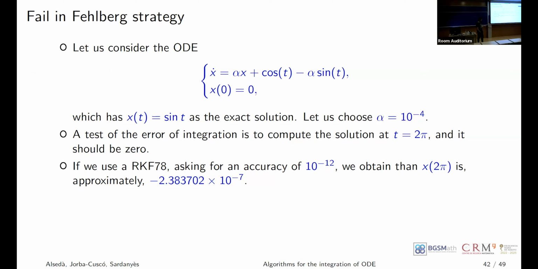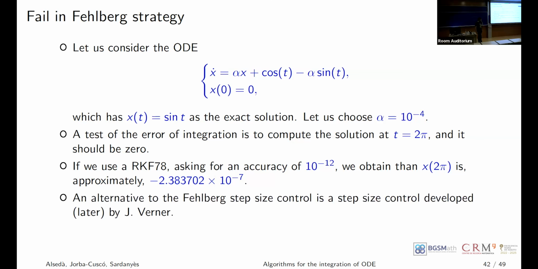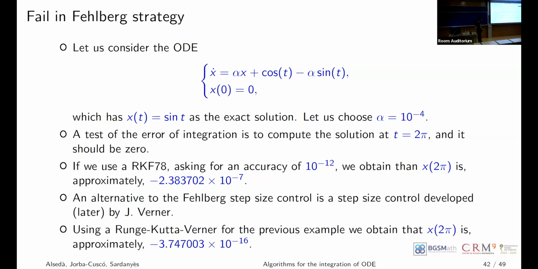And this is because this is close to a quadrature. So if I use the step size strategy by Werner, which is another alternative step size control very similar to Fehlberg's, but it manages this small error, I get 10 to the minus 16, which is what I should expect. I mean, something small.